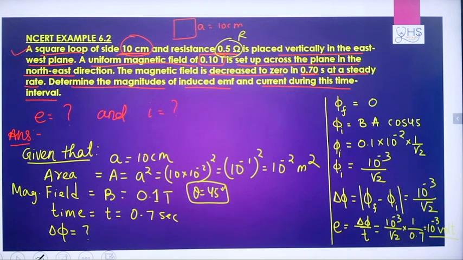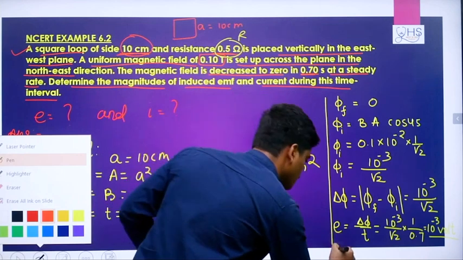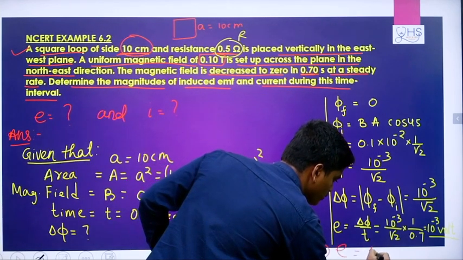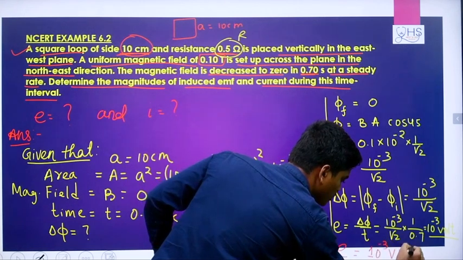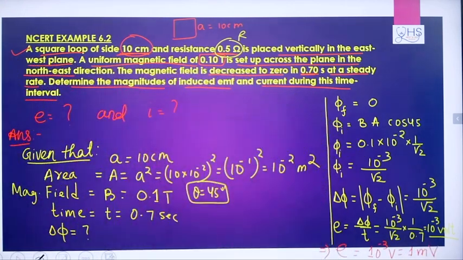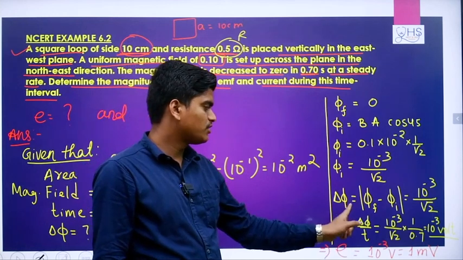1 by root 2 is 0.7. So the answer is 10 to the power minus 3 volt. 10 to the power minus 3 volt is also called what? Millivolt. So now my induced EMF is equal to 10 to the power minus 3 volt, or I can say 1 millivolt.